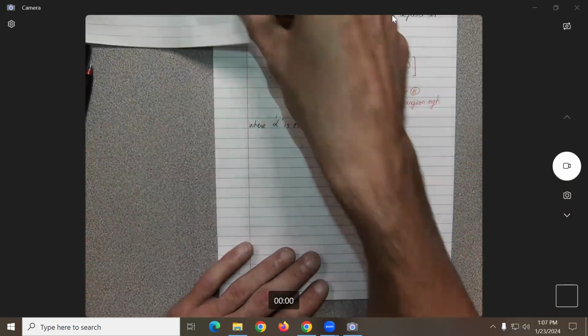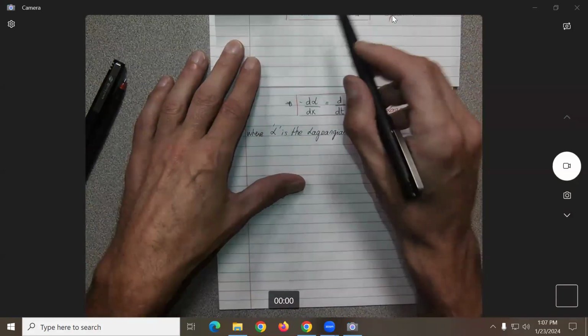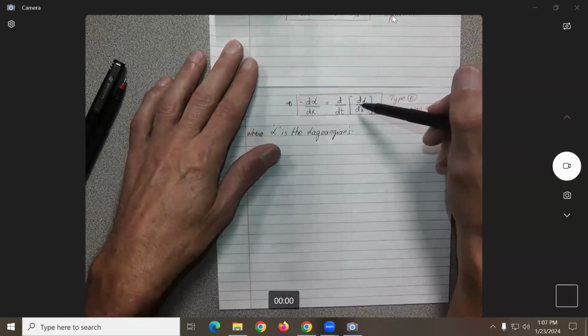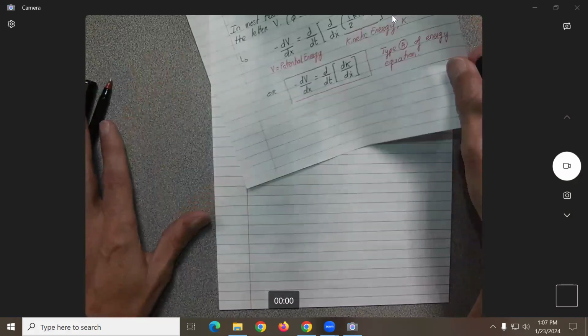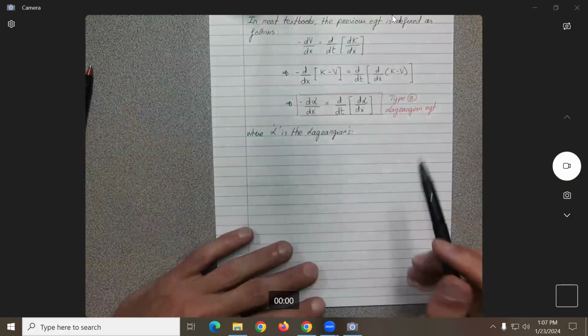Okay, so you can use this form if you want, or this one, okay? The textbook showed this one a lot more. I think the other one is easier, but it doesn't matter.